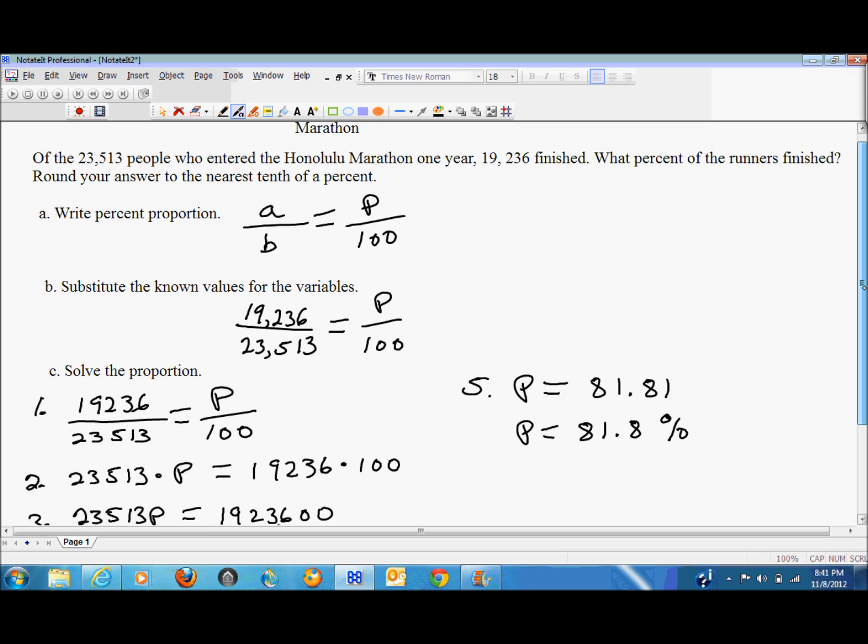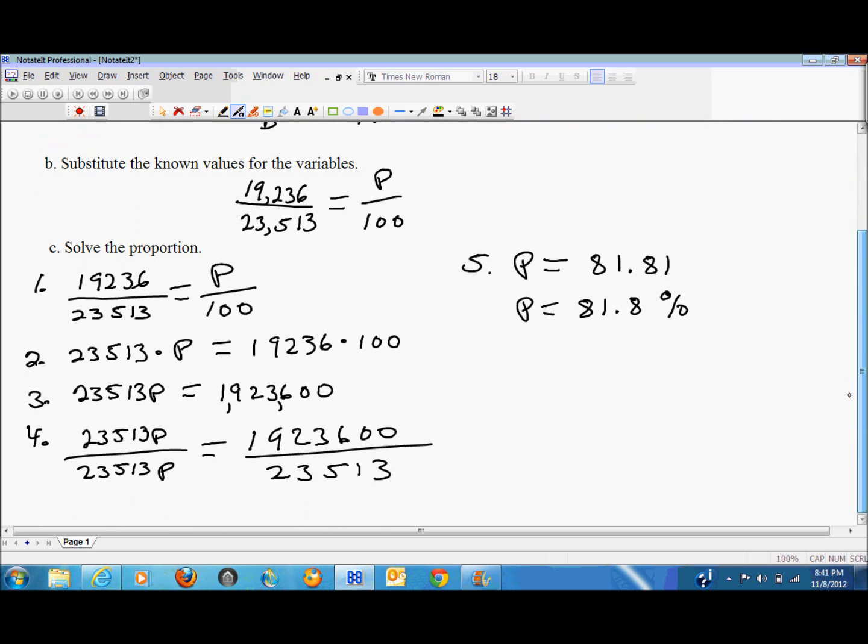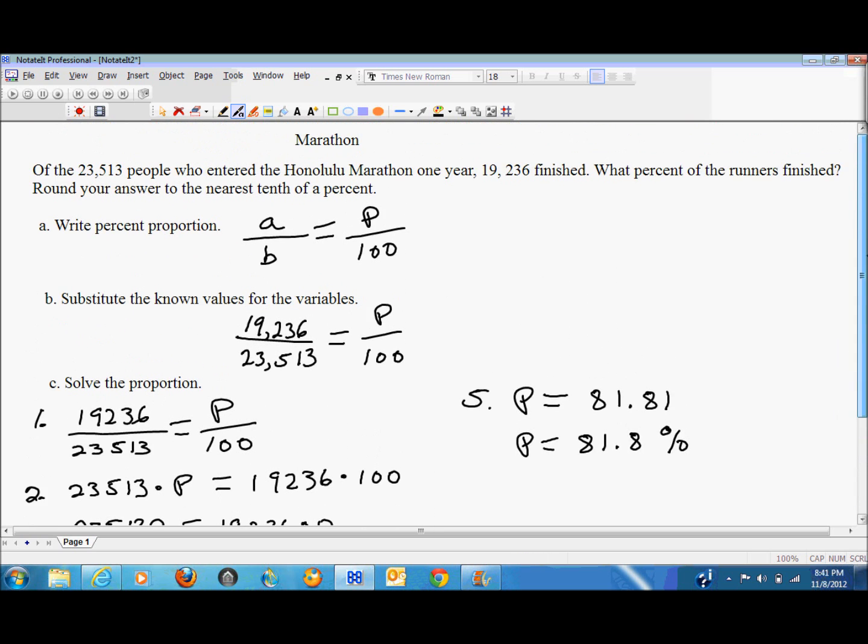Well, I hope that's the answer you got. If not, check your math or check your steps. And if not, then just go ahead and bring it to class and we'll take a look at it step by step without my calculator there. I hope you enjoyed it. So that's the way we look at word problems, working them step by step, but again using percent proportion. Hope you had fun.